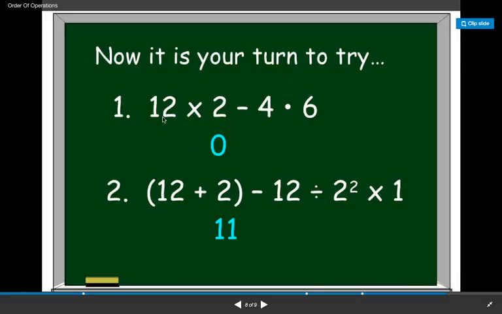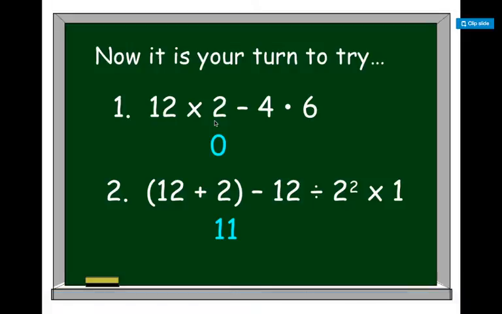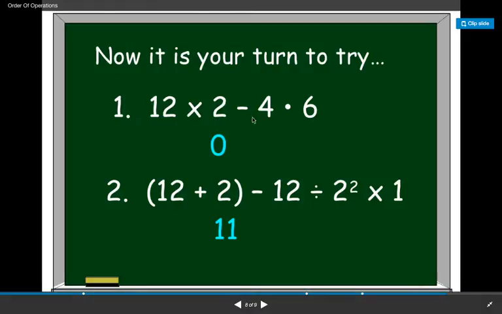Okay, so here we have 12 times 2 minus 4 times 6. First thing we're going to do is our multiplication over here, 12 times 2, which should be 24, and then we would bring the rest of this down. We have 4 times 6, which is 24, and then we would subtract 24 minus 24, which gives us our answer of 0.